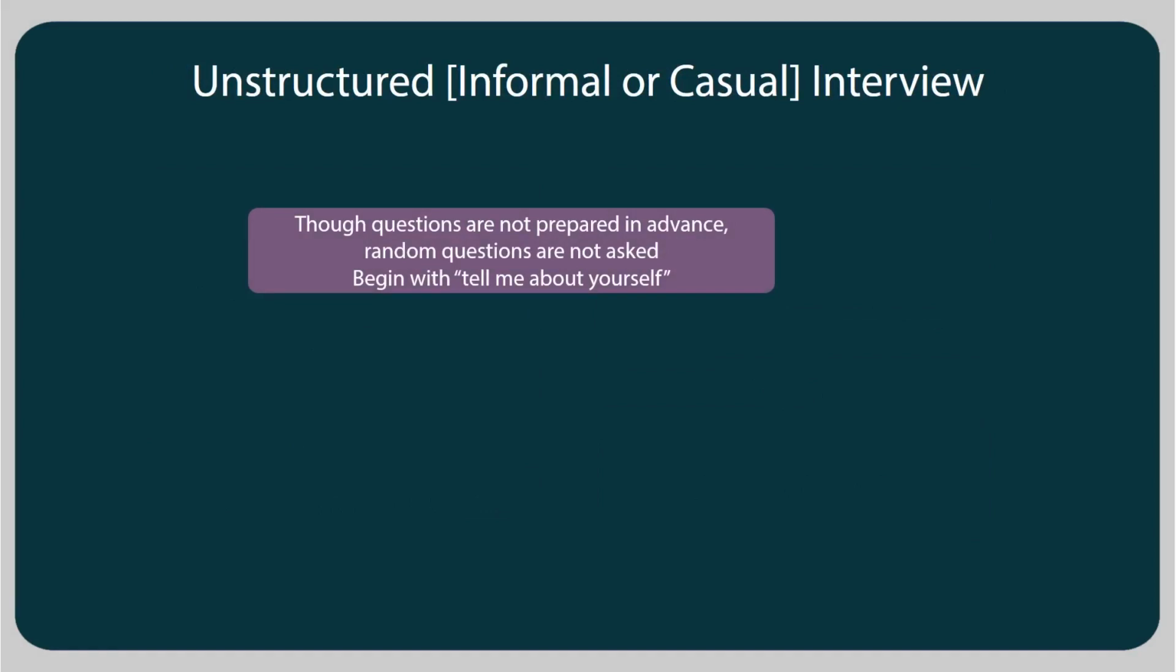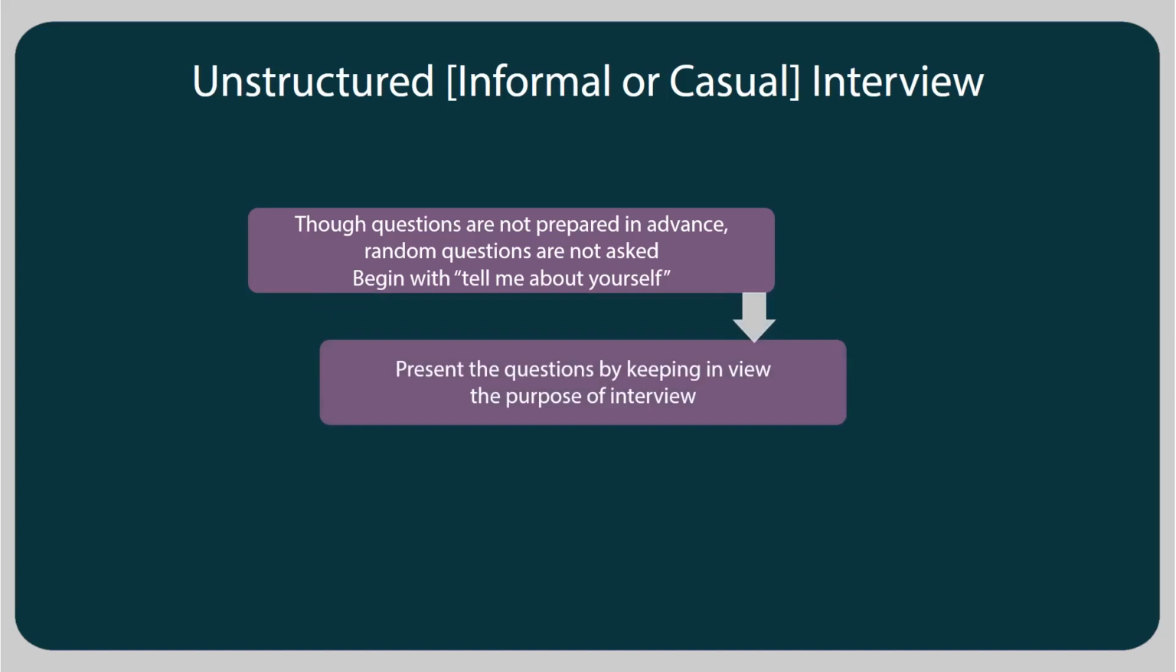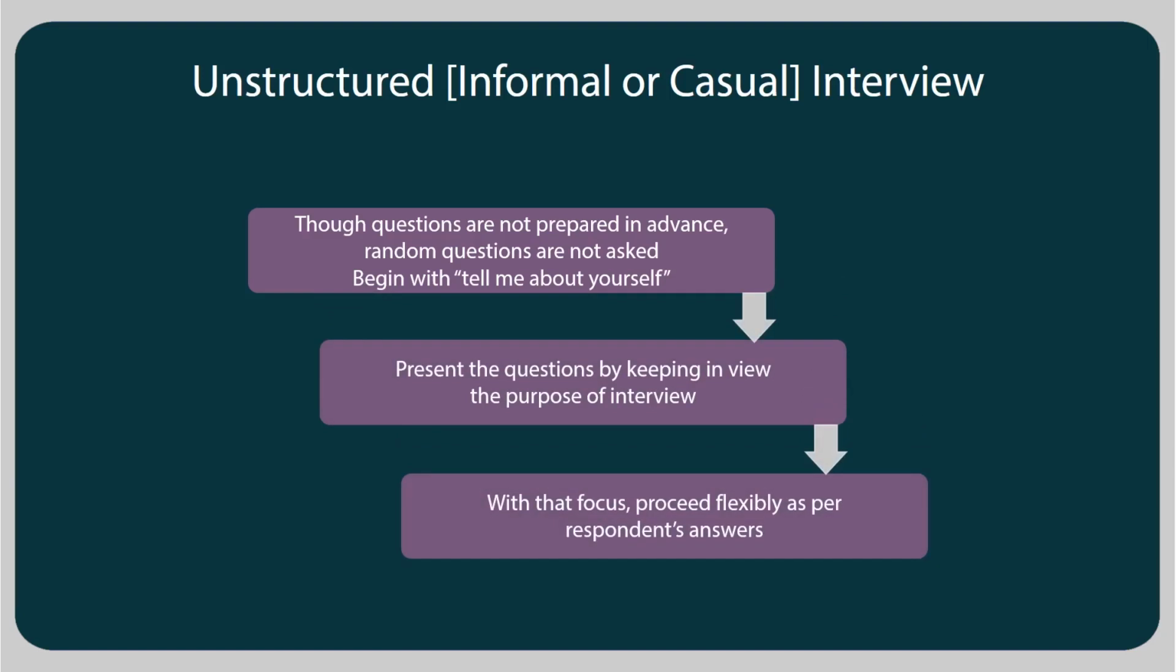Now we move on to the third and final type of interview, called unstructured interview, which is informal or casual in nature. Though questions are not prepared in advance, random questions are not at all asked. We begin with the usual phrase, "Tell me about yourself." Then we present the questions by keeping in view the purpose of the interview. And then with that focus, we proceed flexibly as per the respondent's answers.